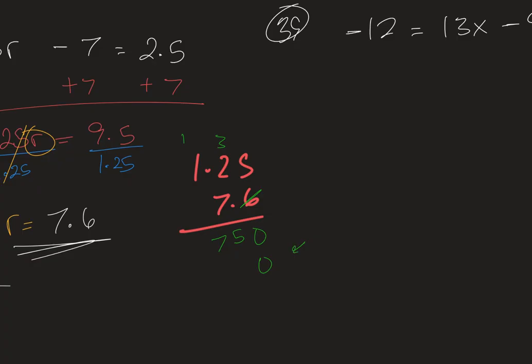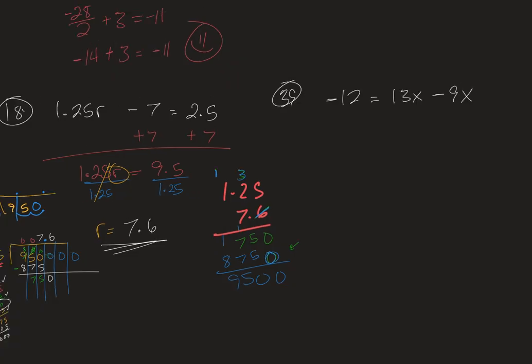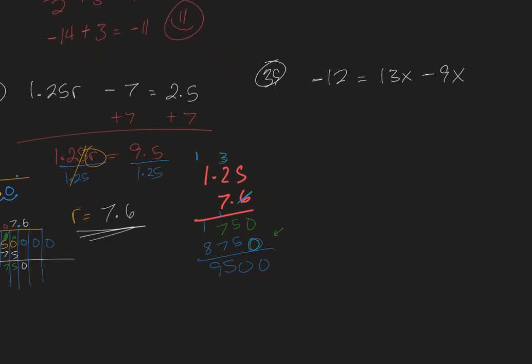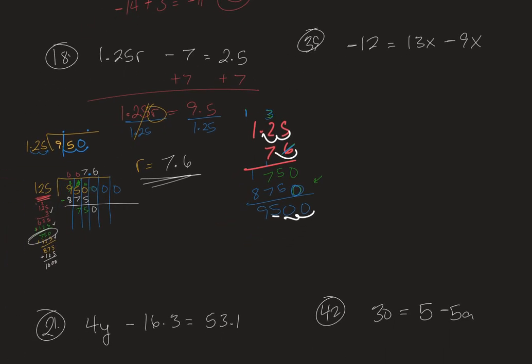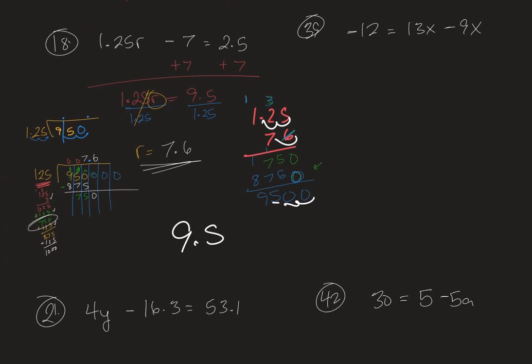That's why I've written that 0. 7 times 5 is 35. Another 3. 7 times 2 is 14. 14 plus 3 is 17. 7 times 1 plus that, 8. 0, 0, 5, 9, 9, 5, 0. And check this out. We have 1, 2, 3 decimal movements. So we would get 9.5 minus 7. Does that equal 2.5? Yep, it does.